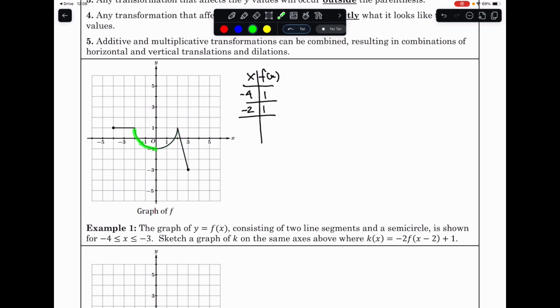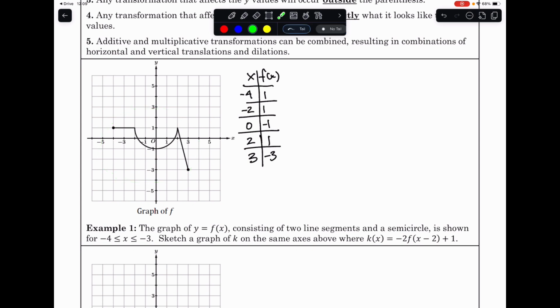I'm just going to do my best to connect this arch with the correct slope or the same curvature, and the same with this one. So I'm just going to focus on this point right there where that point is at 0, -1. Then the same thing with this line segment: I'm just going to focus on the ends of that line segment, so 2, 1, and 3, -3. So here are the x and y values of this part right there.